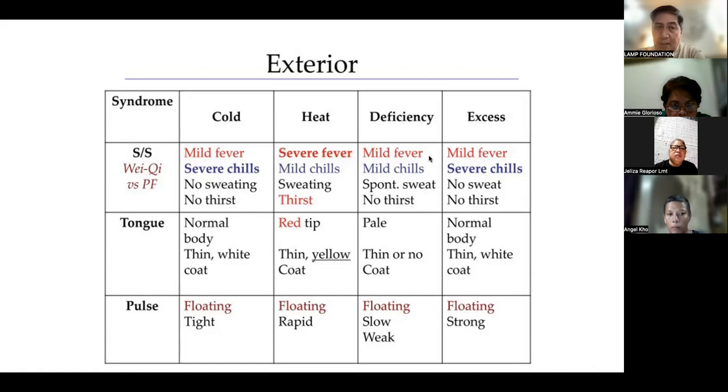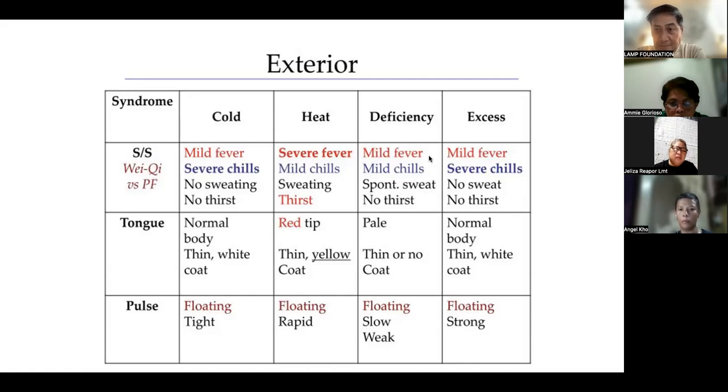The pulse, pag exterior cold, floating and tight. Exterior heat, floating and rapid. Pag exterior deficiency, ha? Deficient yung pulse. Weak, right? Slow, floating. Pag excess, floating din. Bakit floating? Kasi puro exterior. Huh? Can you see it? Puro exterior. The only difference is the strength of the force of the pulse. Yes?